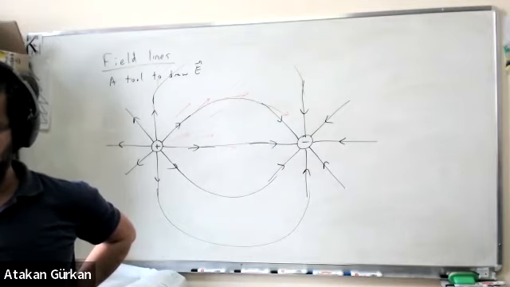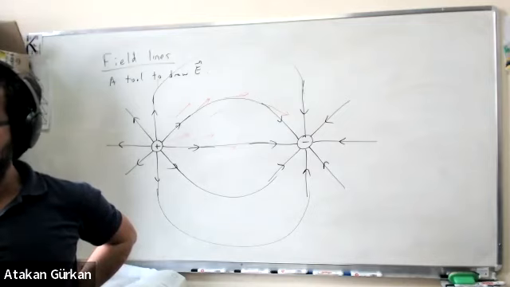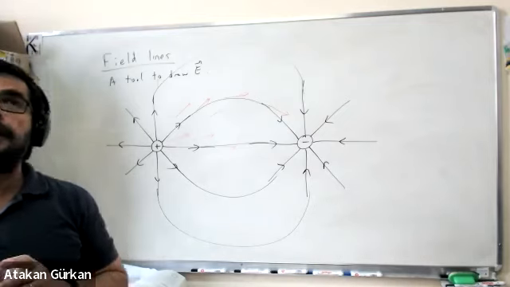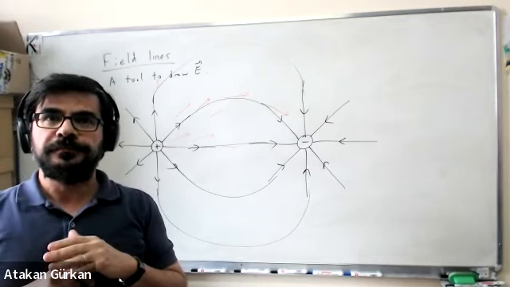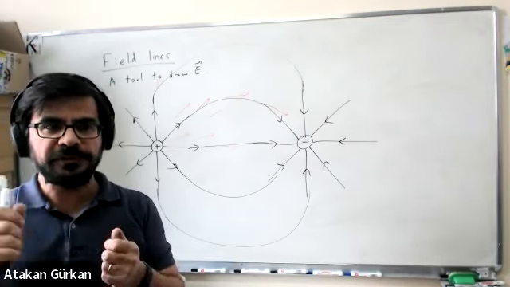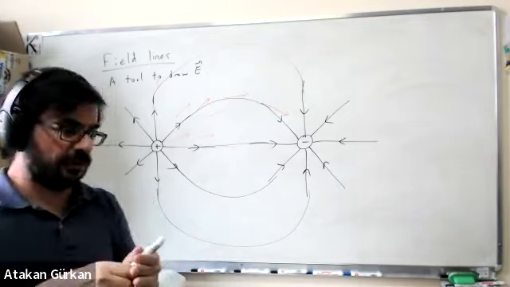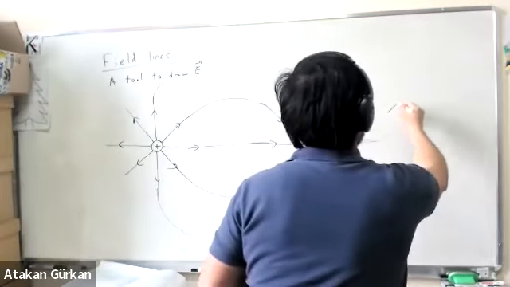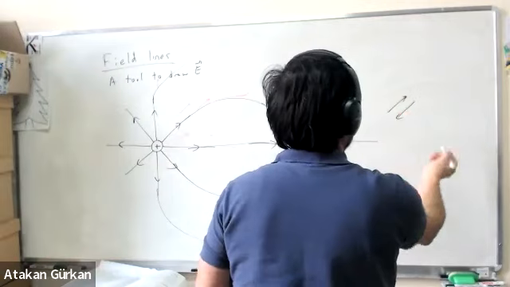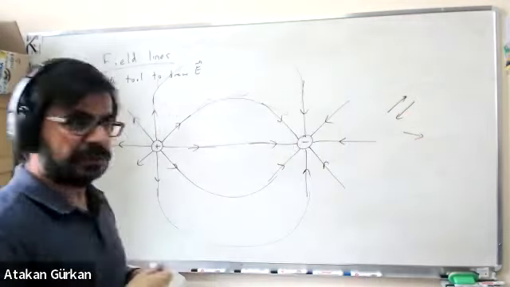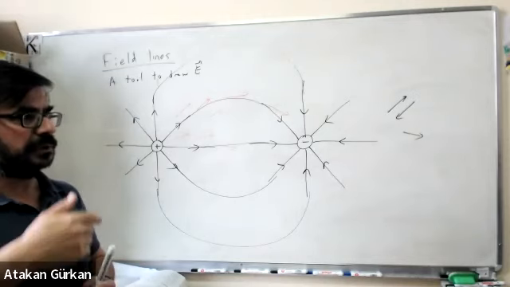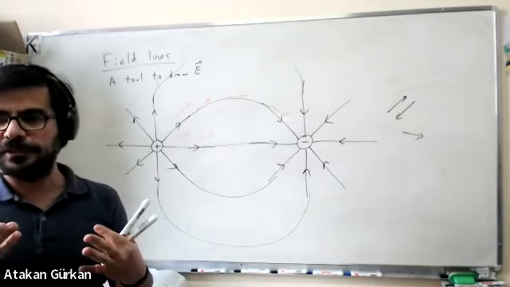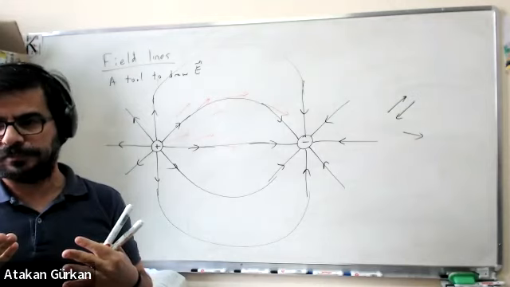Our definition fixes not the orientation, but in which way it points to. So it has to be either this way or this way, okay? But it can't be like this. So the electric field has a definite direction, but whether it's this way or that way depends on what we choose as positive and negative.